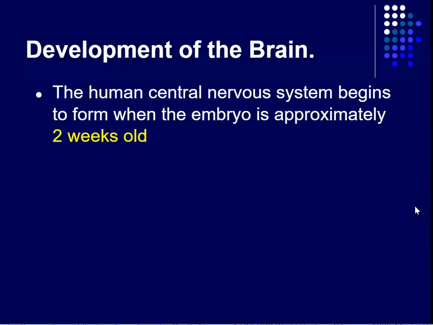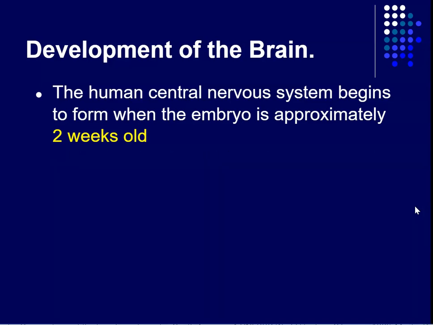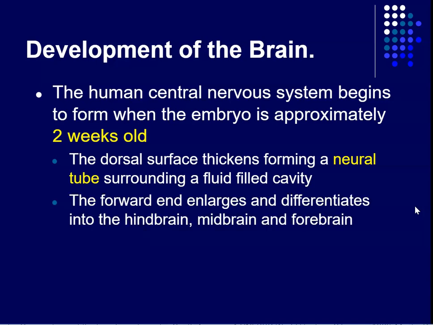Only about 2 weeks after conception, the rudiments of the nervous system start to form. Now, I don't mean that you already have neurons and things like that, but the basic structure starts to emerge. At that point, you're really only a ball of cells, undifferentiated. All the cells are just like all the other cells. But starting at about 2 weeks in, what will become the dorsal surface starts to thicken and forms what's called the neural tube, surrounding a fluid-filled cavity.